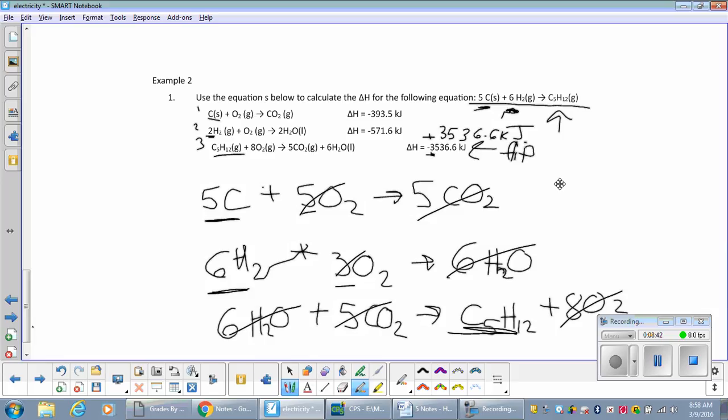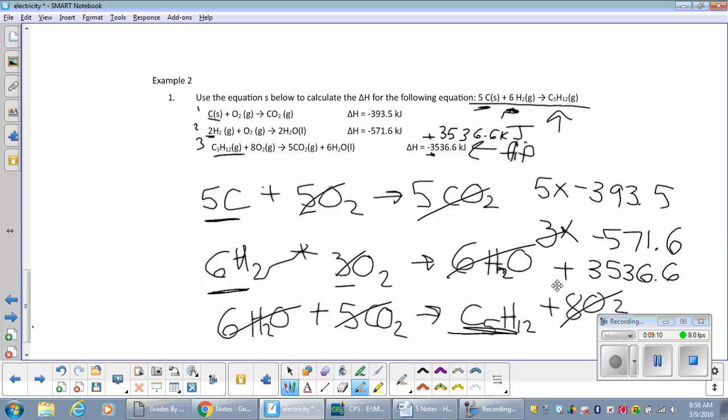Now we get to add up the delta H's. Remember, we took the first one and multiplied it by 5, so we need to also multiply the delta H by 5. And the second one, we multiplied it by 3. So we have to take our delta H and multiply it by 3. And the last one, we flipped. So as I said before, we're now going to make that a positive number, not negative. All right, so you add these 3 numbers up, you should get negative 145.